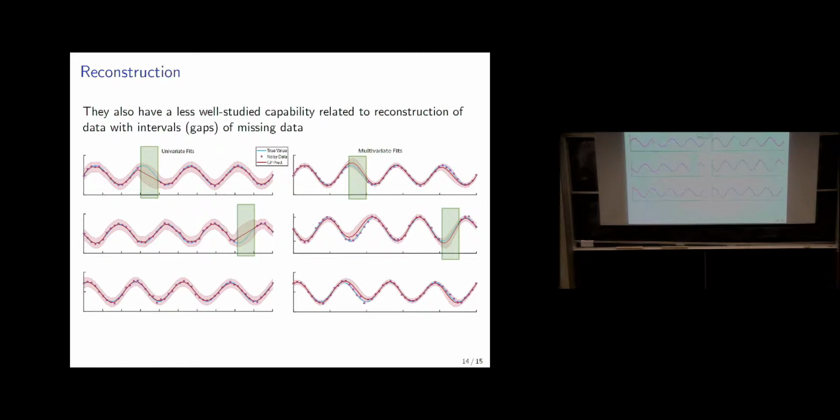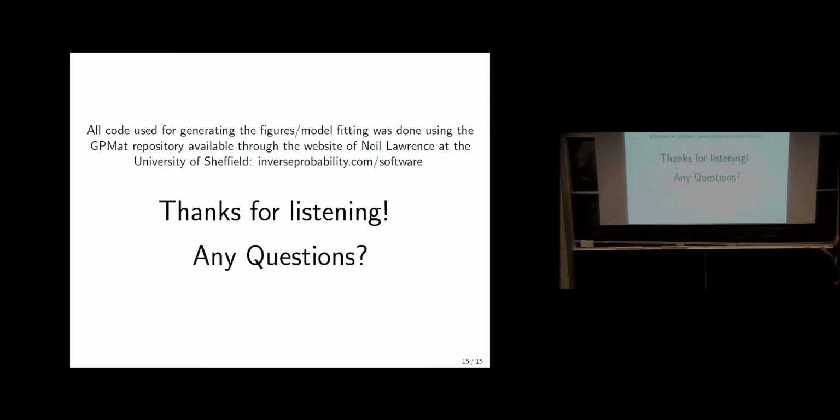I think that just about uses up all my points that I had for that. All code for generating the figures and model fitting for this was done using the GPMAP repository, not GPML, available through the website of Neil Lawrence at the University of Sheffield. The website is inverseprobability.com/software. Lovely package. The documentation is a little sparse, but if you spend a couple of days looking through the code, really come to understand everything that's going on, it's very nicely generalized and applicable to just about anything you'd ever want. So thanks for listening.